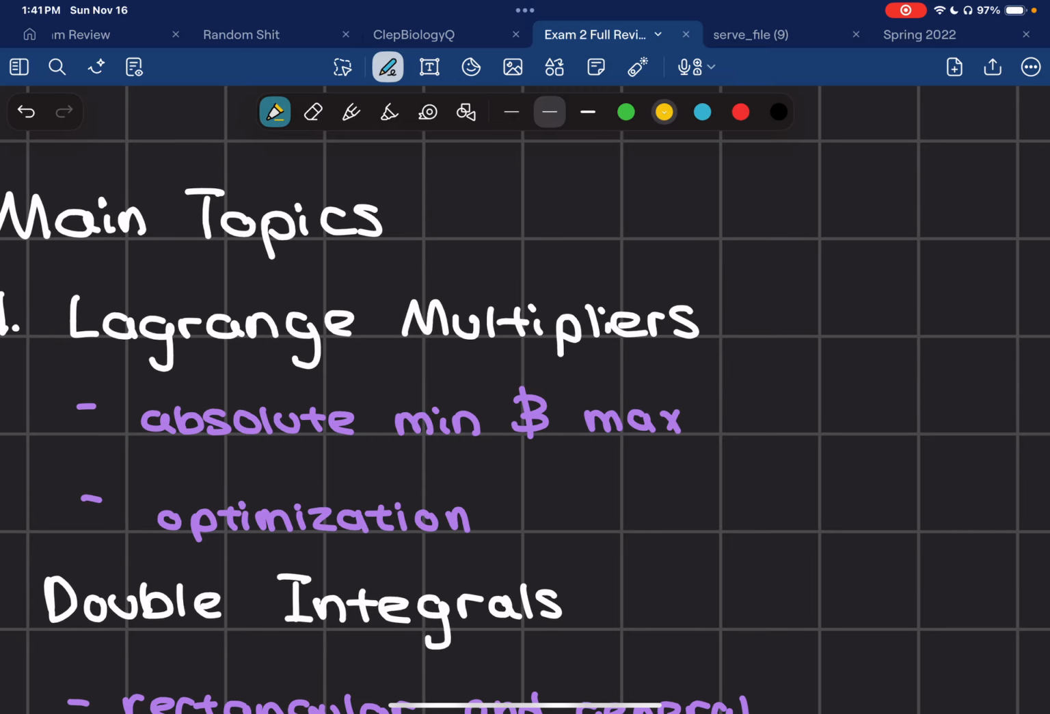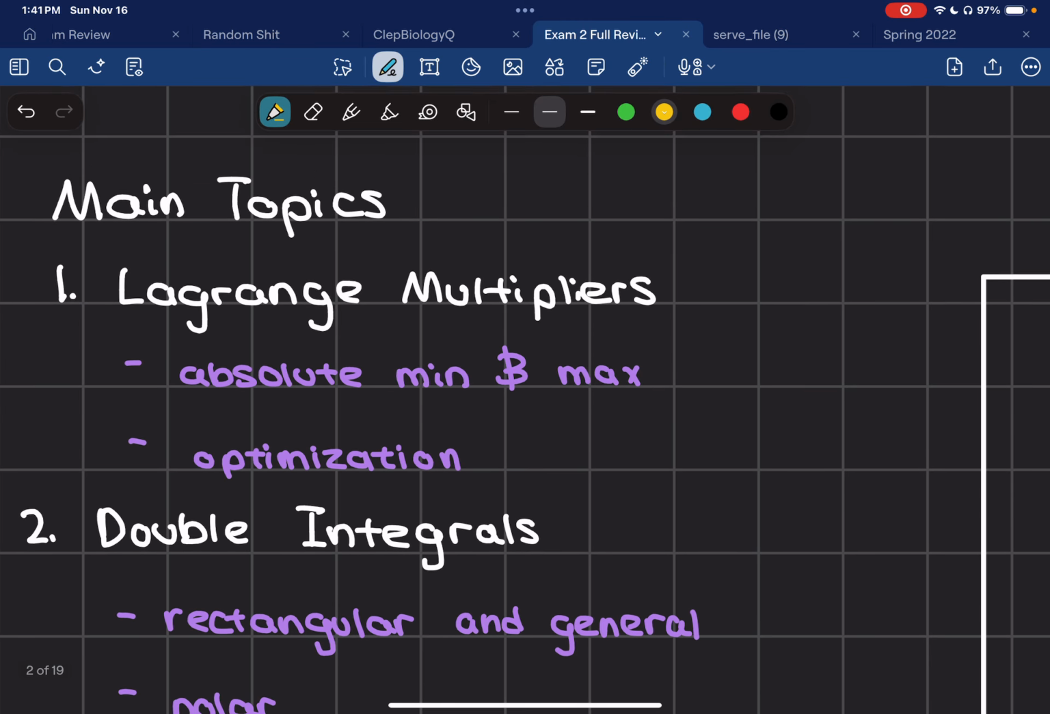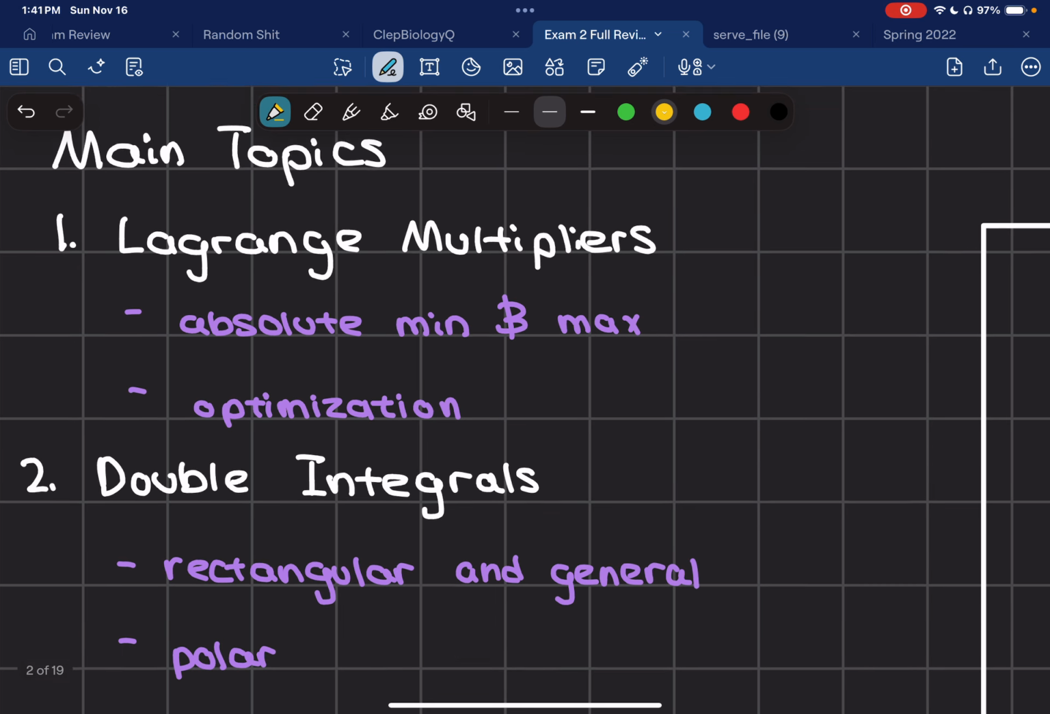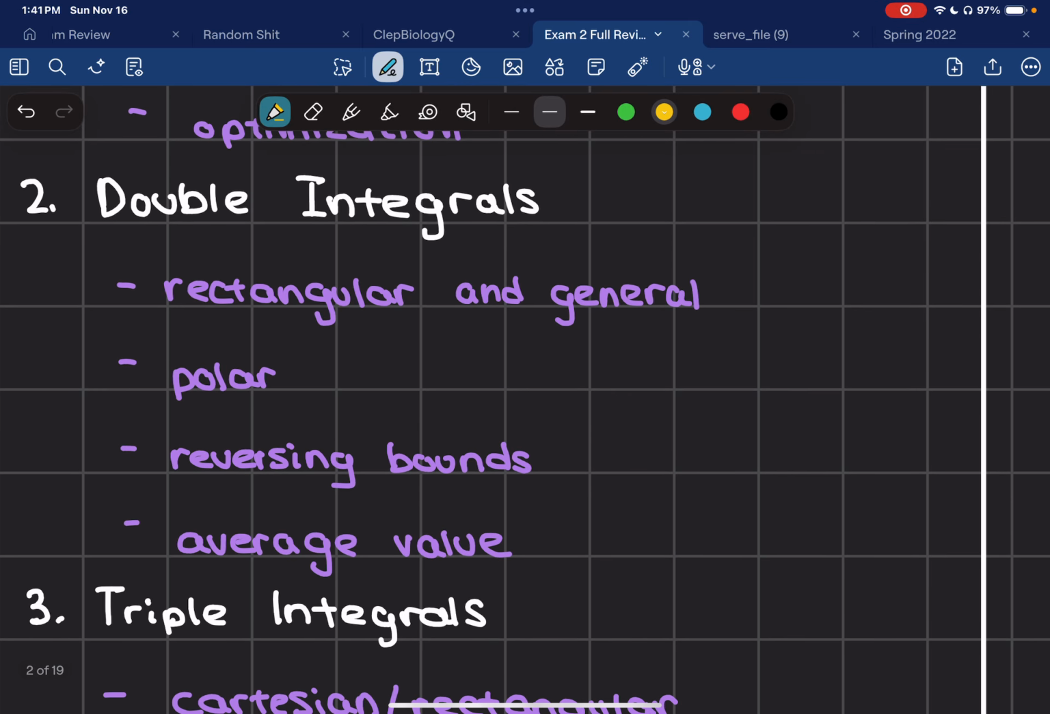We're going to cover Lagrange multipliers, a better optimization method compared to what we learned for exam 1. So we're going to be finding the absolute min and max. We're going to be looking at double integrals, rectangular and general forms, polar integrals. We're going to learn how to reverse the bounds for double and triple integrals. And I'm going to teach you average value.